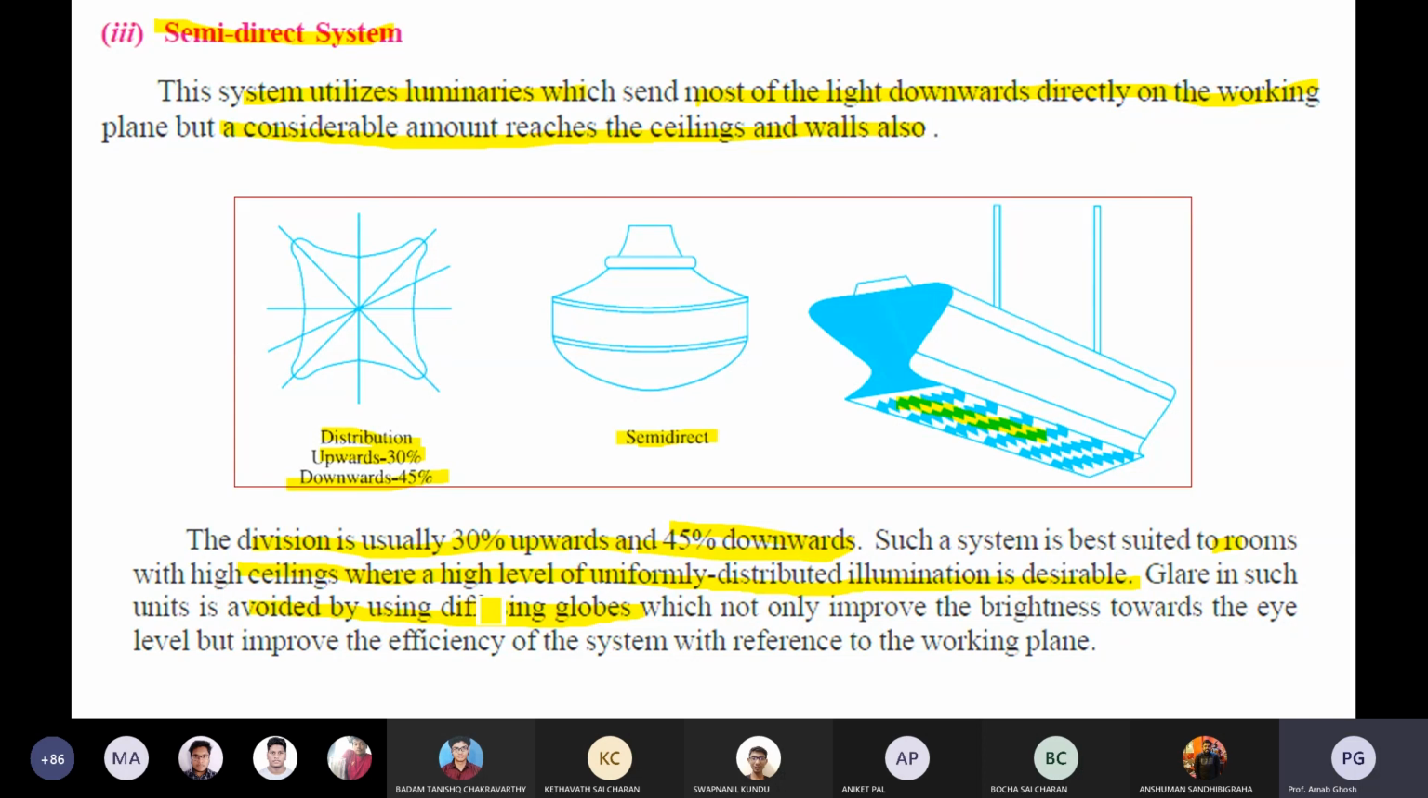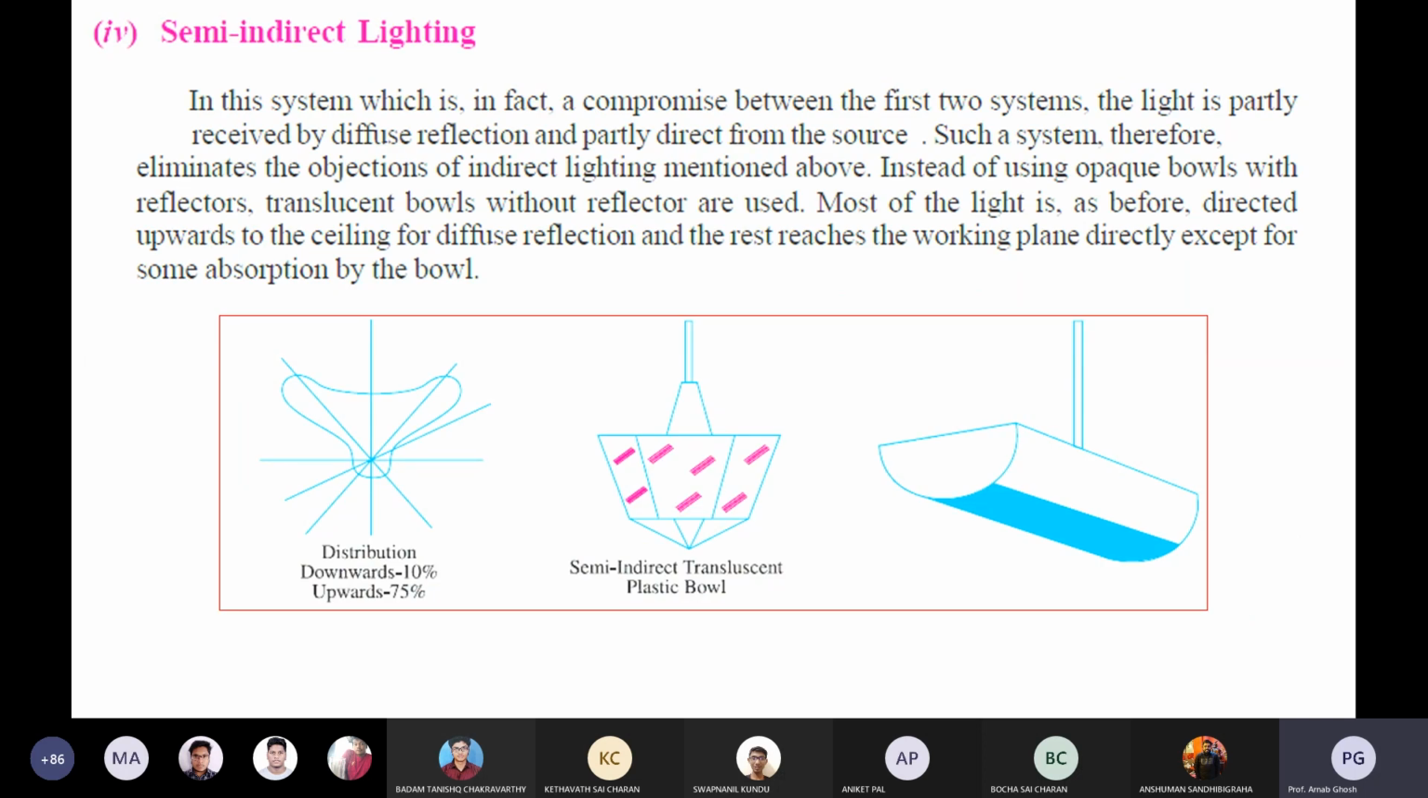So how we can enhance the quality of our lights. Now semi-indirect lighting. You know, downwards 10%, upwards 75%. So you put the inverted indirect light. You can see the arrangement, it looks like inverted positions. All the lamps as well as fluorescent lights are connected in an inverted way. Semi-indirect, translucent plastic bowls. So semi-inverted, some of the portions are open.